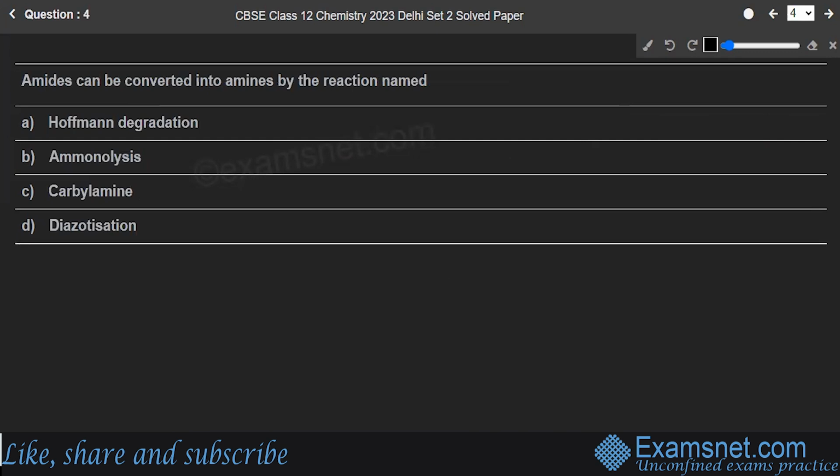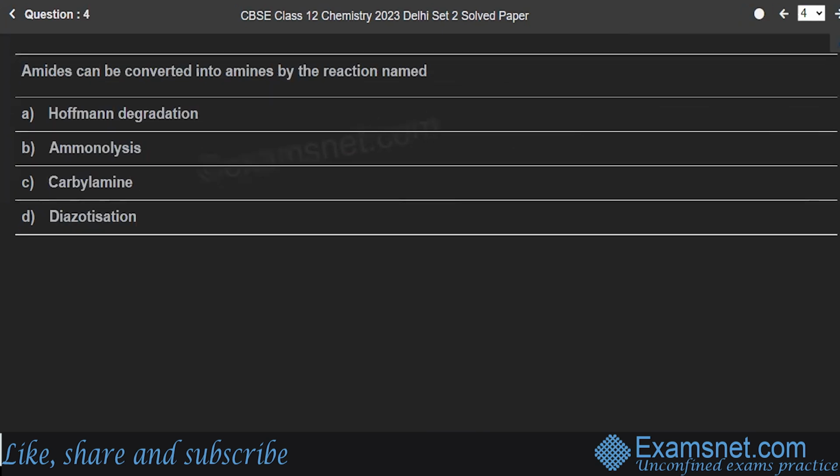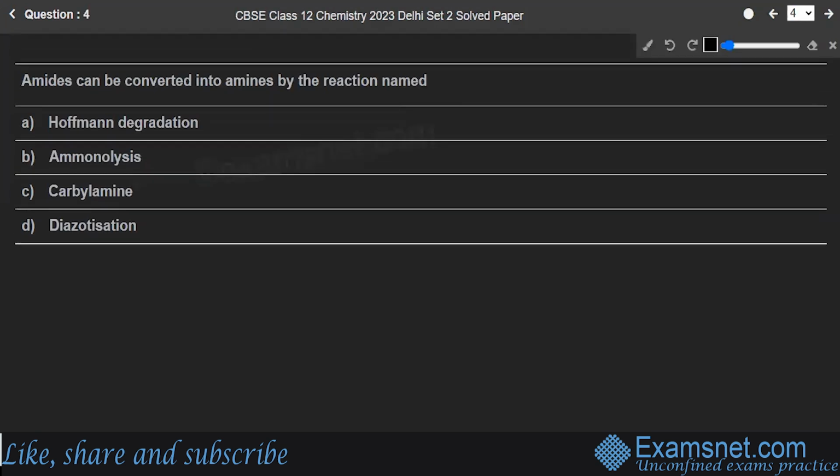It says amides can be converted into amines by the reaction named Hoffmann's degradation, ammonolysis, carbylamine, or diazotization. The right answer to the question is option A, Hoffmann's degradation. The conversion of an amide by the action of sodium hydroxide and bromine to a primary amine that has one carbon less than the starting amide is known as Hoffmann's degradation reaction.